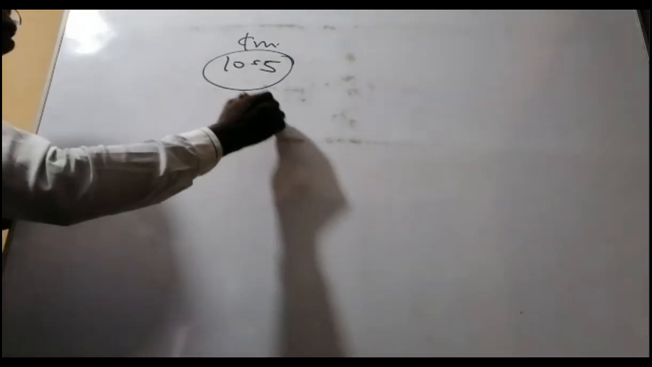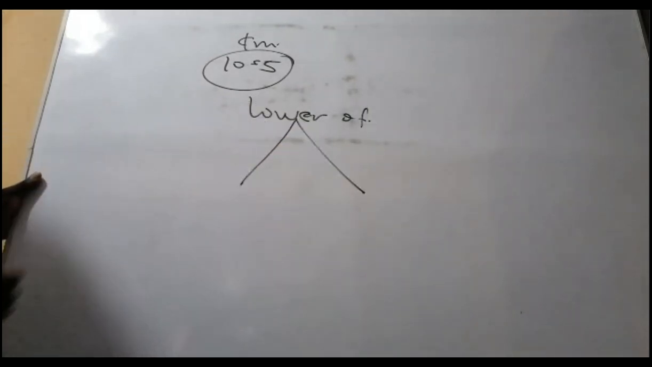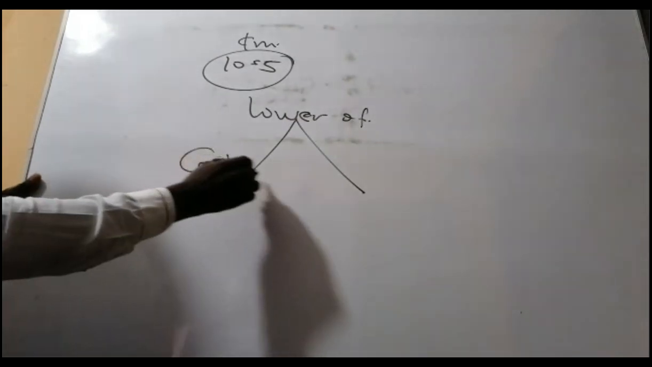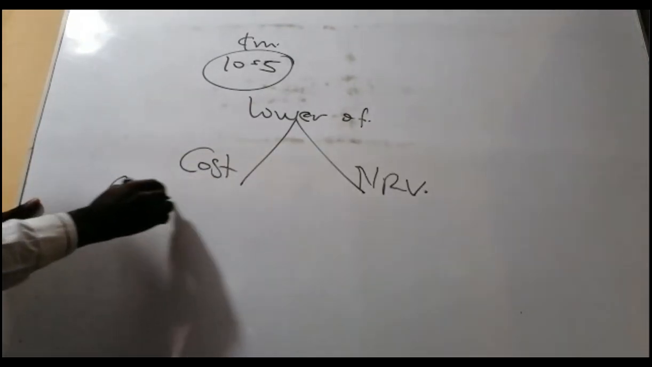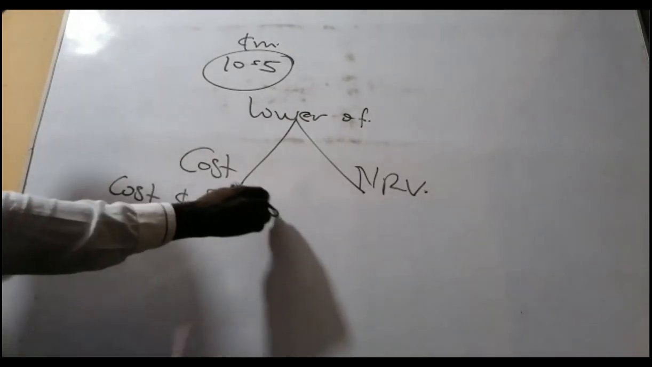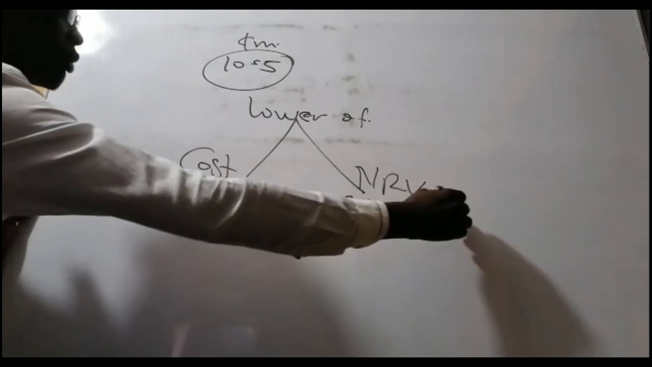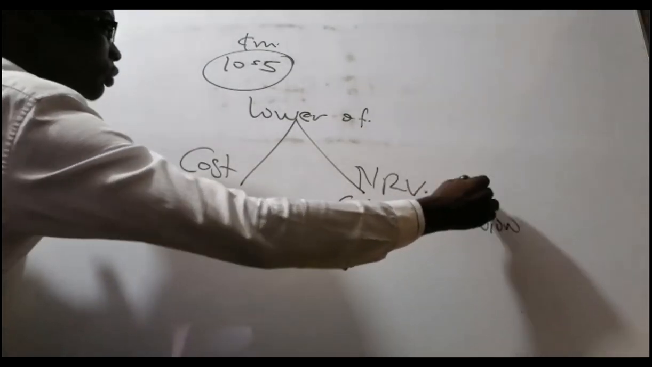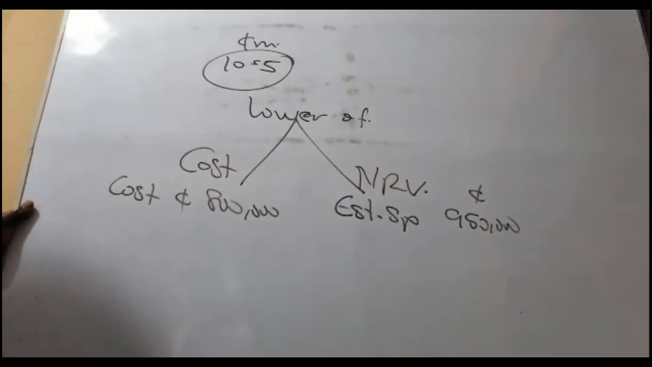So we say lower of. I like to write my cost here nicely, and my NRV here. The examiner will understand. The cost has been given to be 800,000 Ghana cedis. For the NRV, we need the estimated selling price. It was given as 950,000 Ghana cedis. Then cost to complete: they say remedial work.